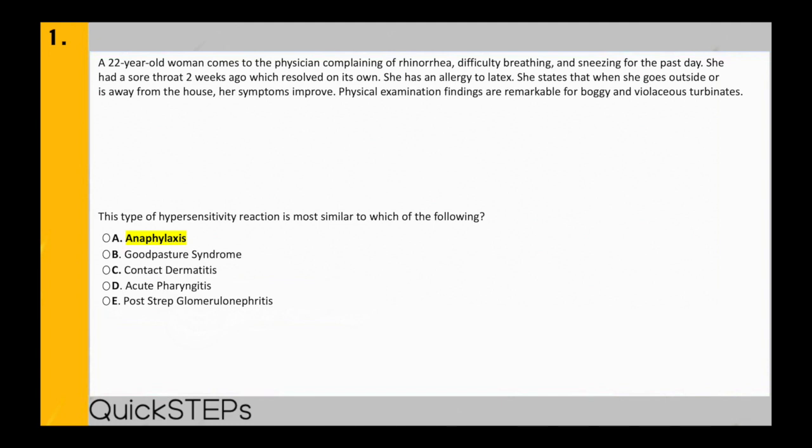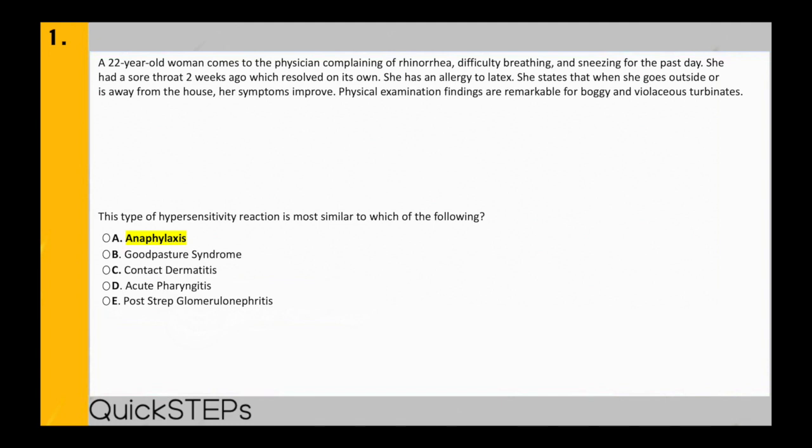Let's just go over the other answer choices to see if anything else overlaps. How about answer choice B, Goodpasture? Hopefully you're saying that Goodpasture is a type 2 hypersensitivity reaction. What about choice C, contact dermatitis? Well, that's a type 4 hypersensitivity. How about D, acute pharyngitis? Acute pharyngitis does not fall under any of the hypersensitivity reactions, so we can rule that one out as well.